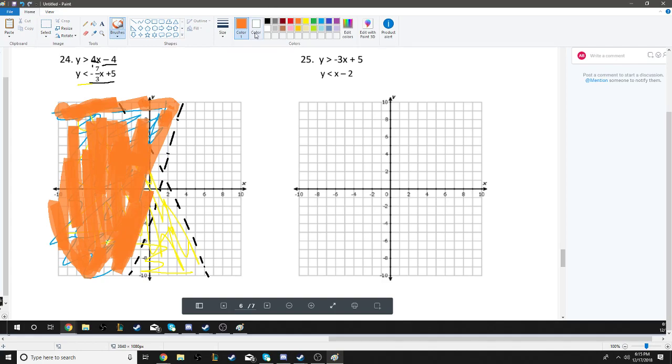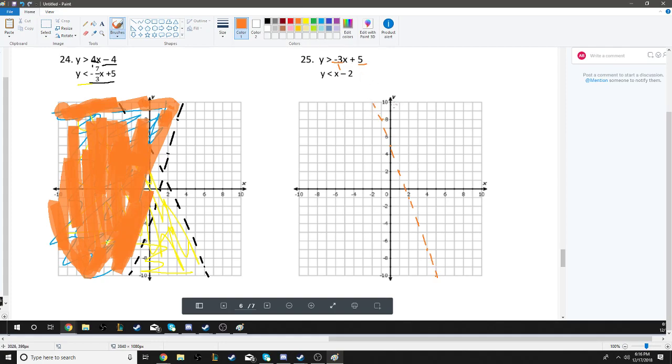For 25. Start at positive 5. So we'll do this line in orange. And we need to go down 3 over 1. Down 1, 2, 3 over 1. Okay. And it needs to be a dashed line. So we'll do the best we can with the dashed line. That was pretty good. I'm proud of myself.